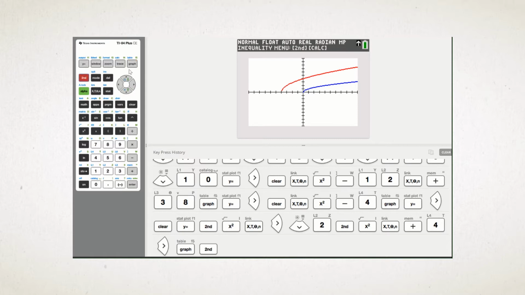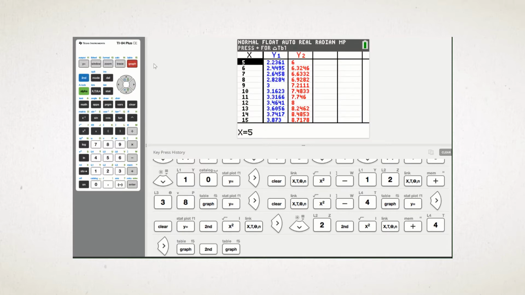Let's take a quick peek at the table, and I can see the difference here. You can see in y1, the parent function, once x goes negative, we have an error. That's telling us there's a restriction to the domain. And once we get past negative 4, we see that error show up in y2. And then we've got this transformation of 4 units to the left.